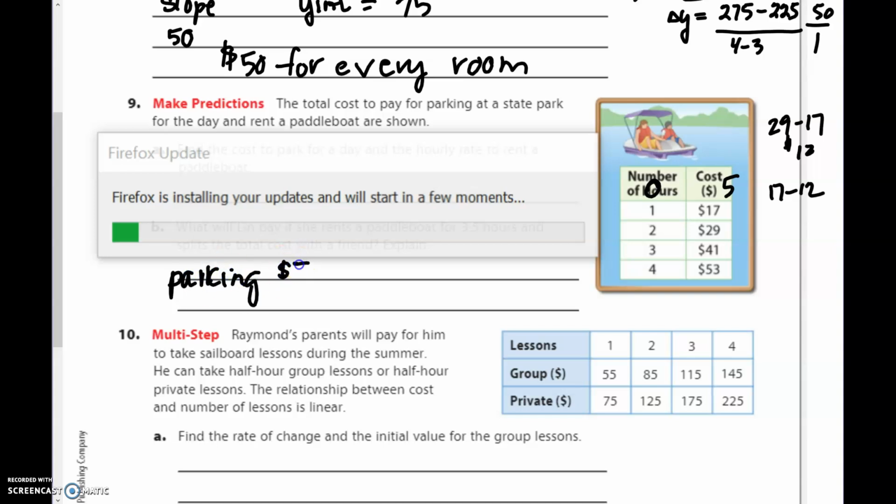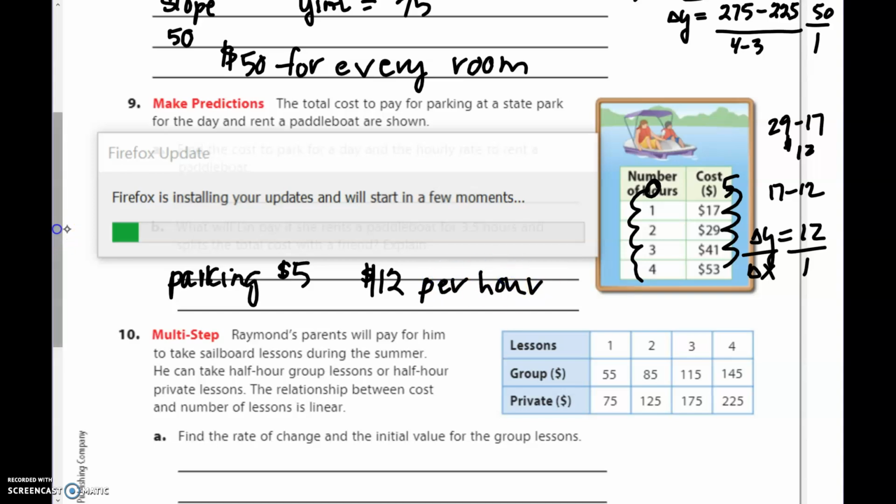So parking will cost $5. That is your initial value. Now, what did we find that this change was? Well, this change that's happening right here, change in Y is $12 over the change in X. And what are these numbers changing by? 1. So 12 divided by 1 is going to be $12 per hour.